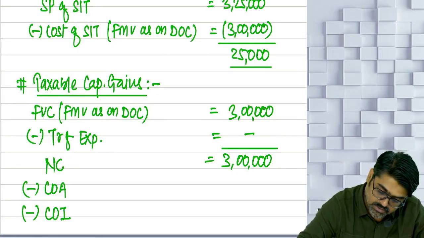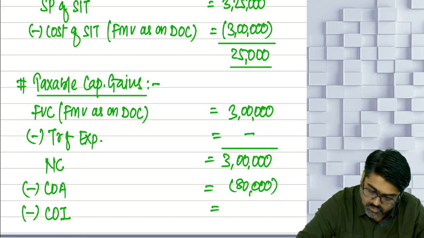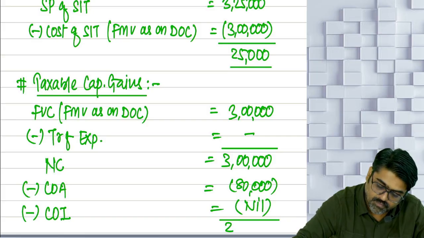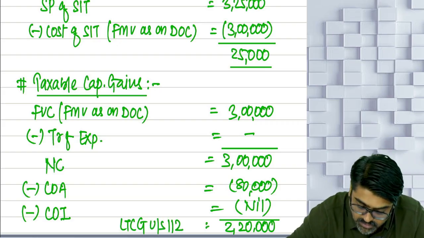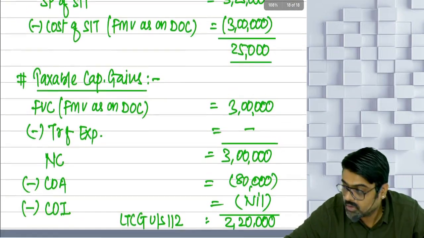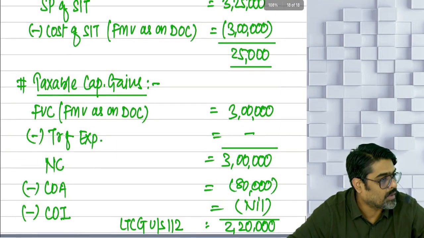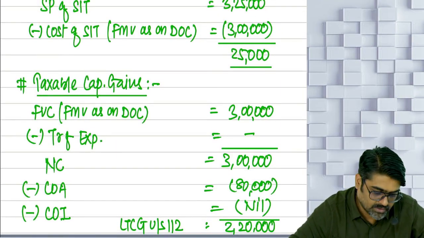Acquisition cost was how much? 80,000. Any cost of improvement? It will be nil. 3 lakh minus 80,000 will give you 2,20,000, which will be your long-term capital gain taxable under section 112. Yes or no? And your total income for this year will be 25,000 plus 2,20,000, which is 2,45,000. Understood? Easy, difficult? Easy, no? Very good.